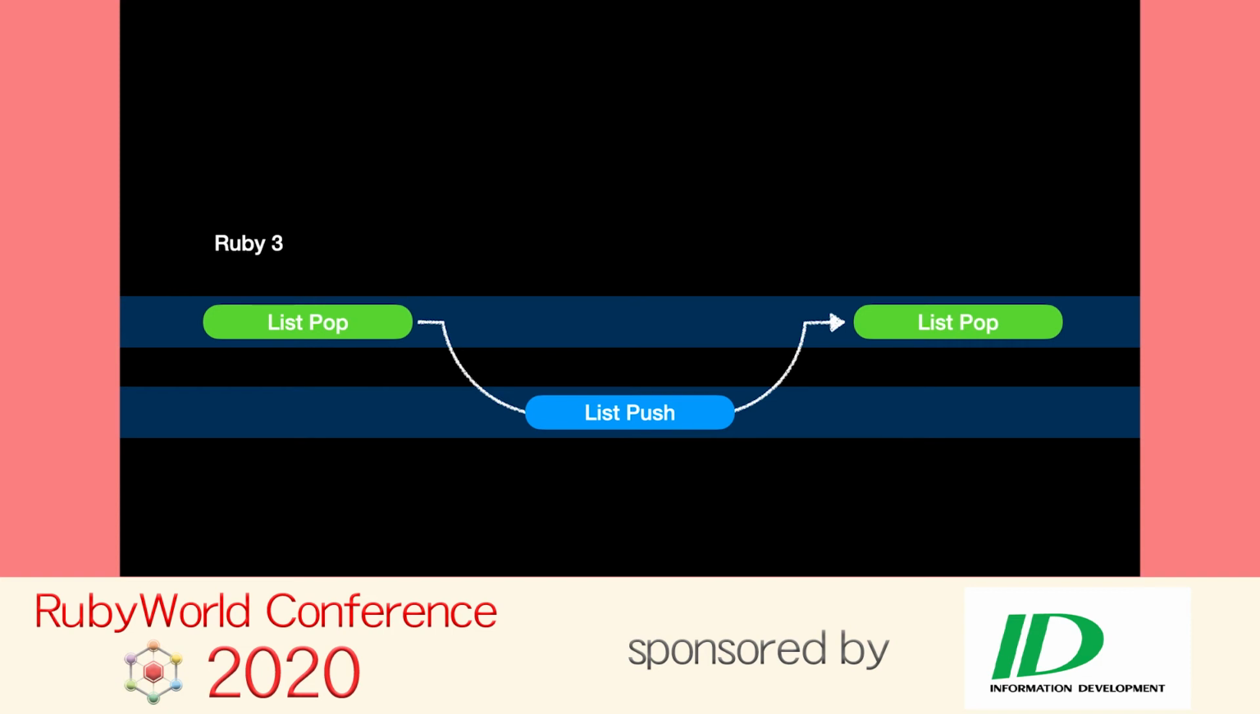However, taking advantage of the scheduler in Ruby 3, this operation becomes non-blocking. So while we are waiting to pop an item off the list from one task, we can use another task to push the item. This kind of concurrency enables new ways of building scalable systems.